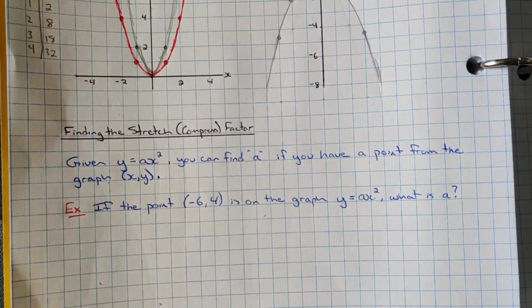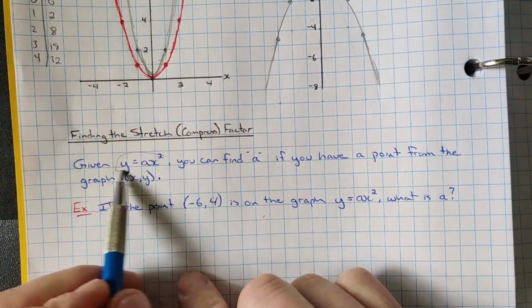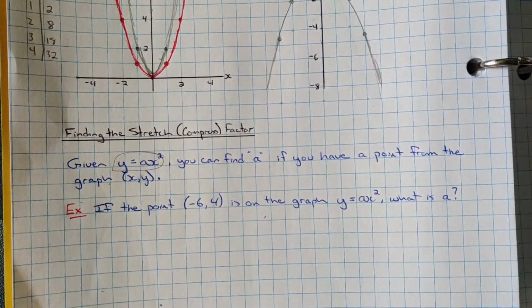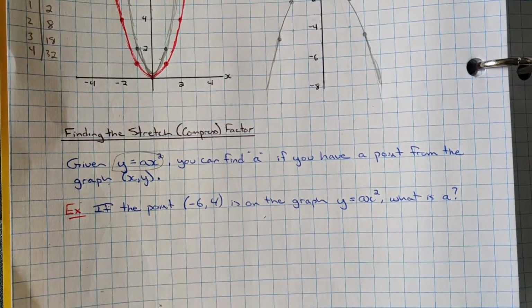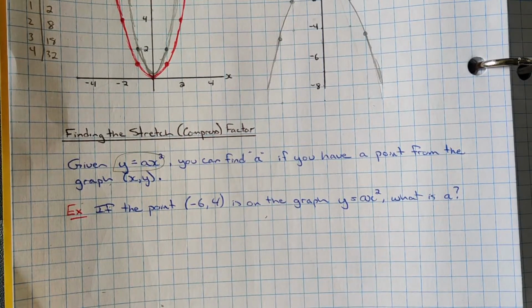Sometimes you're going to need to figure out that stretch or compression factor, so you're going to have to find the A value. So we work with that base of y equals ax squared, and you can find that A as long as you have some point. So if you're given a graph, you just have to pick a point off the graph. If you're given a point, like in the example here, you just plug that point in.